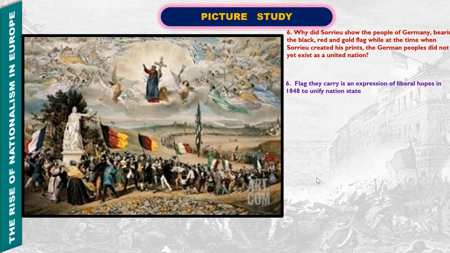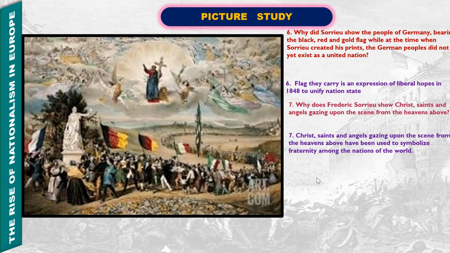Why did Sorrieu show the people of Germany bearing the black, red, and gold flag, while at the time when Sorrieu created his prints, the German people did not yet exist as a united nation? The flag they carry is an expression of liberal hopes in 1848 to unify the nation state. Why does Frederic Sorrieu show Christ, saints, and angels gazing upon the scene from the heavens above? Christ, saints, and angels gazing upon the scene from the heavens above have been used to symbolize fraternity among the nations of the world.